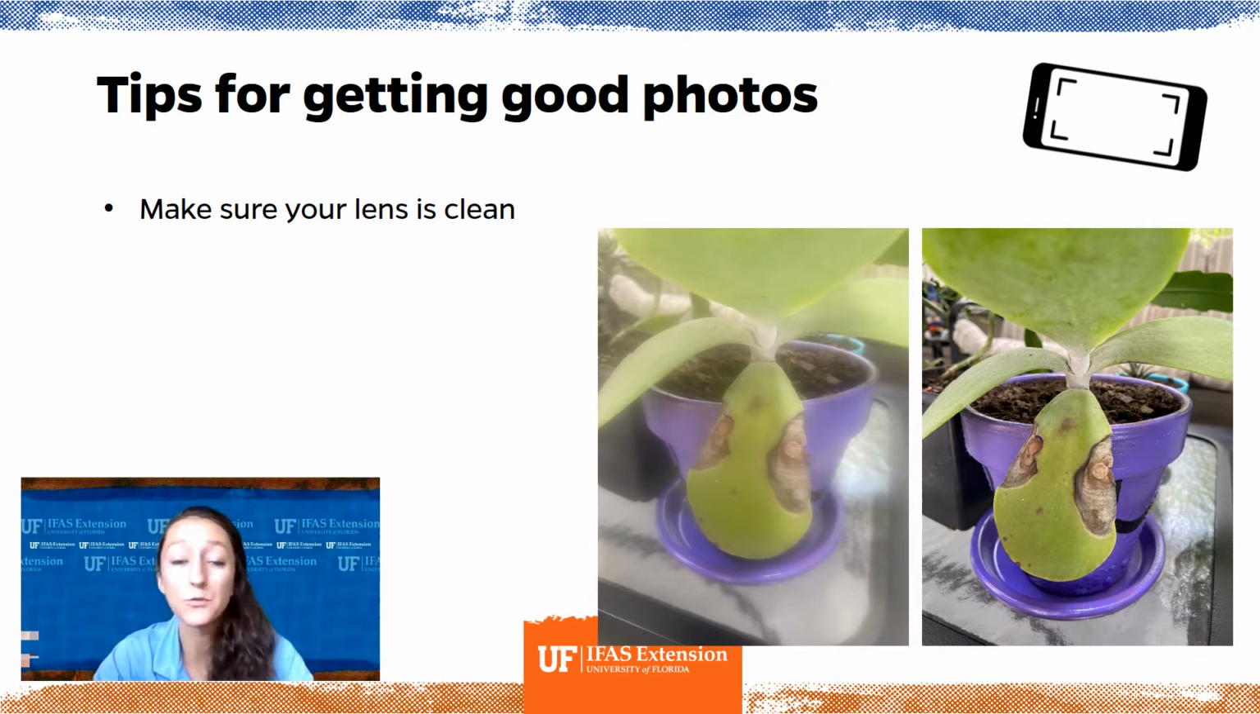So this picture is a really good example of that, where I had recently been cooking and then I went to take a picture of some damage on this plant, and I realized I probably had some kind of oil from cooking on the lens of my phone. And the picture on the left here, you can see is blurry. It's hard to really tell what's going on, but once I cleaned my lens, you can really easily see what's going on with this plant.